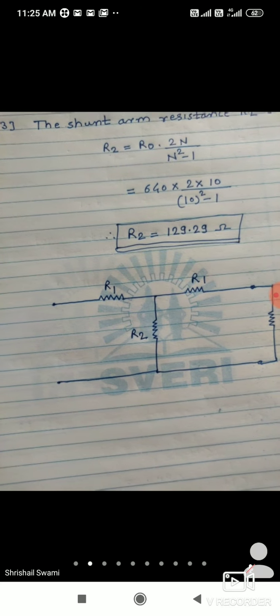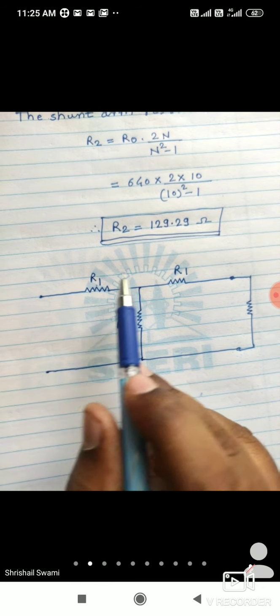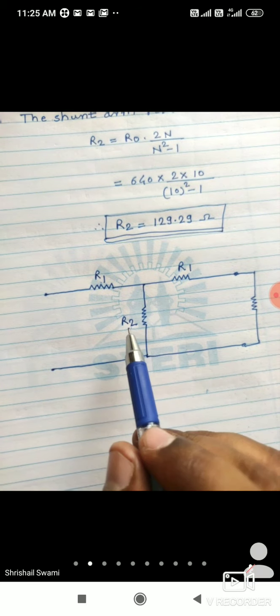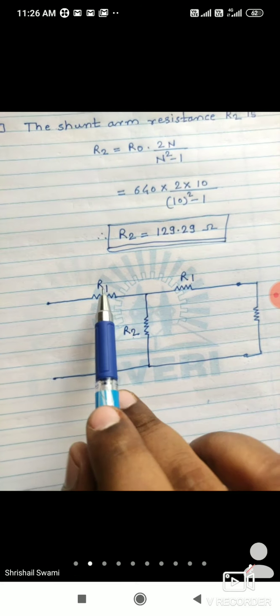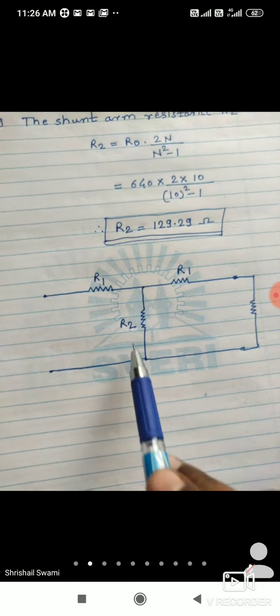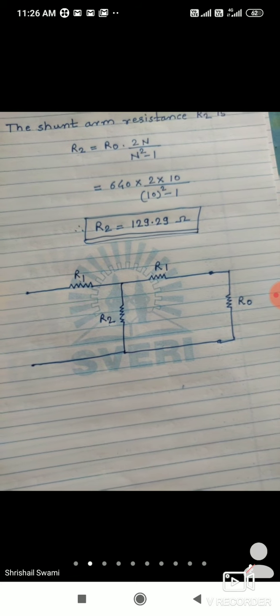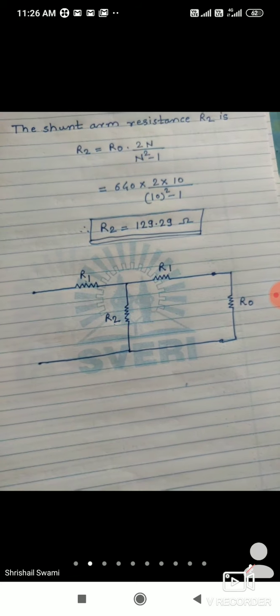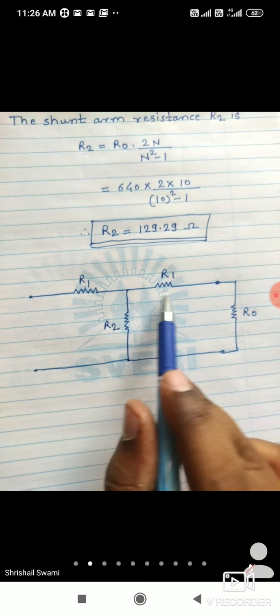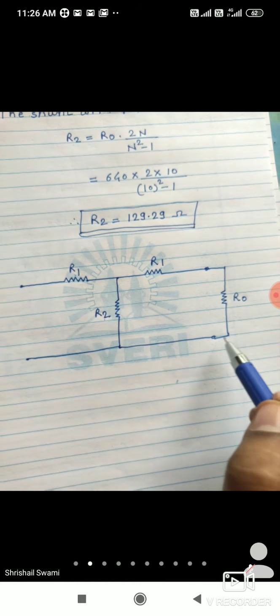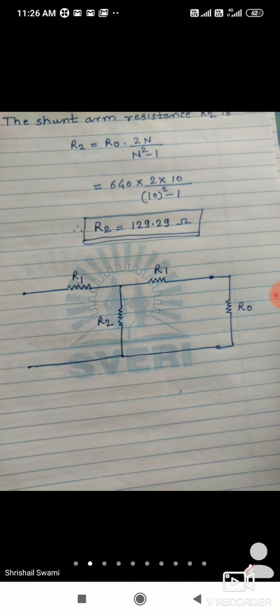So many students make mistakes, they write here R1, here R2, here R3. They put the value of R1 and R2 here, and put some value for R3. Okay, so if you are missing the diagram, you will lose the mark. So R1 is in the series arm and in the shunt arm R2, and here as it is R0. Some people put their own R3, and place R3 and R2 anywhere. So always remember the series arm consists of R1 only and the shunt arm consists only of R2, and at the end always R0 is there. Don't make mistakes.